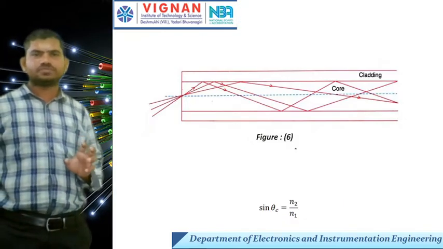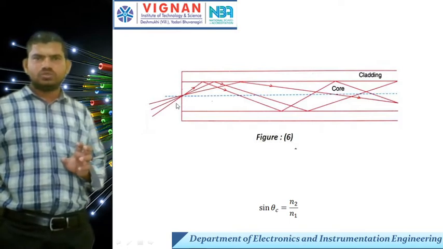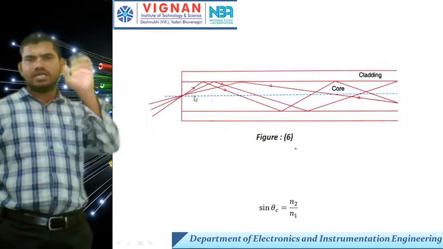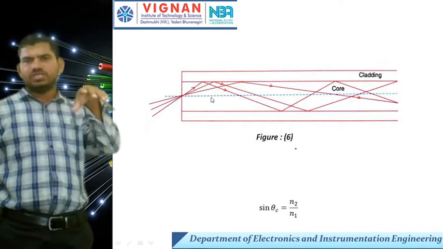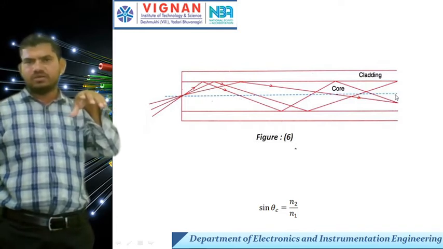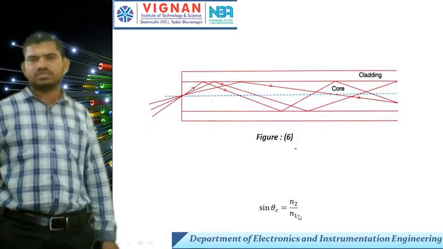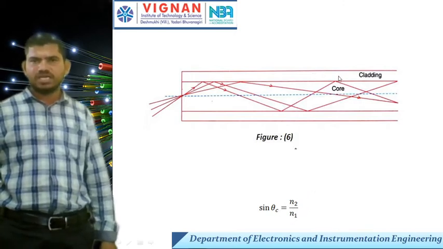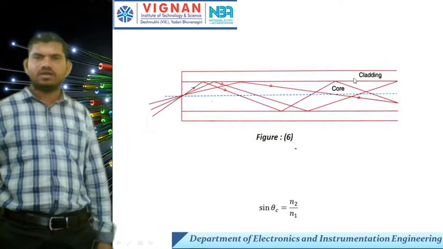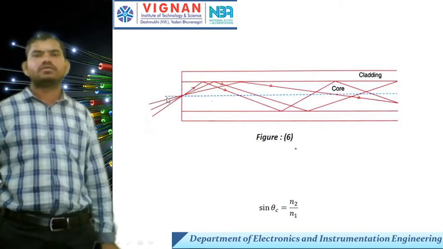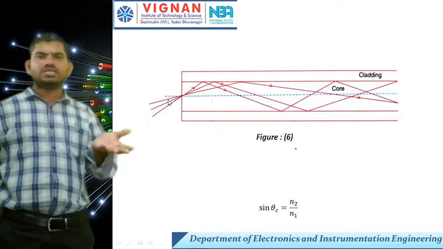To satisfy the total internal reflection condition, the light must stay within the core. For this, the critical angle is given by sin theta c equal to n2 by n1, or theta c equal to sin inverse of n2 by n1. Here the core medium is n1, the cladding medium is n2, and the outer medium, air, is n0. From this, we can derive the critical angle.